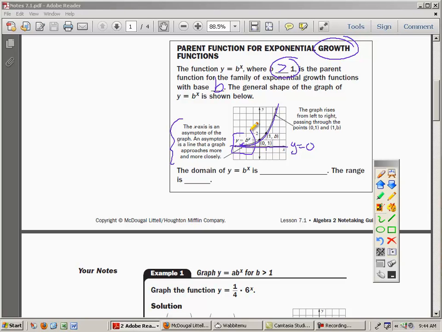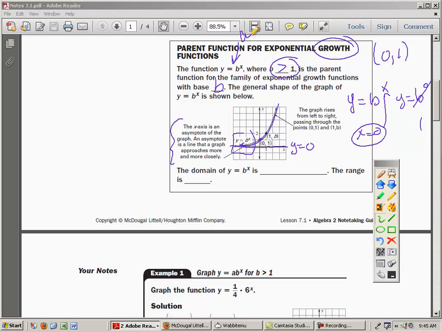All right. It says the graph rises from left to right, passing through the points (0, 1) and (1, b). Reason for that is this. If we take the function y equals b to the x power, and I set x equal to 0 to find the y-intercept, this becomes y equals b to the 0 power, and as you know, anything to the 0 power is 1. So the ordered pair (0, 1) is always going to be on my graph. Now that's going to change slightly as we add a value, what we call our a, our initial value, here shortly.